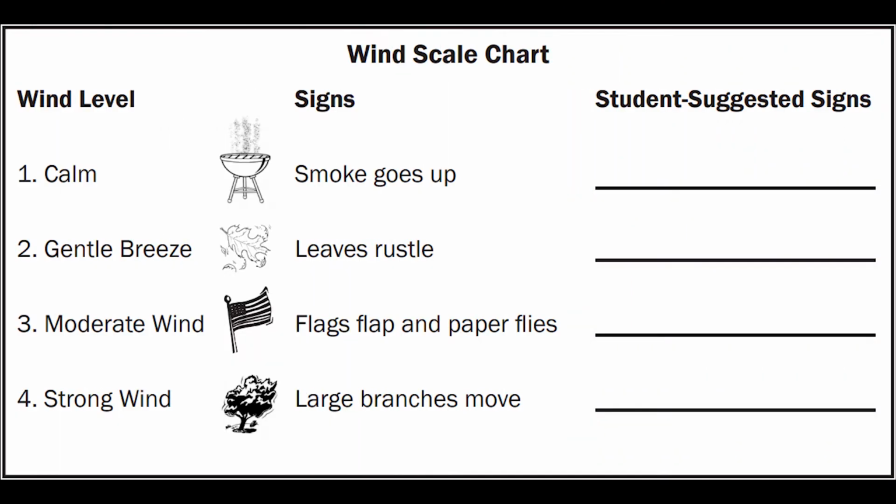Here we can see a wind scale chart that you can find in KEEP activities. This one is a little bit simpler, right? We can simply see what that wind level looks like and what some of those signs are. Is it calm, meaning smoke might be going up, a gentle breeze, leaves rustling, etc.